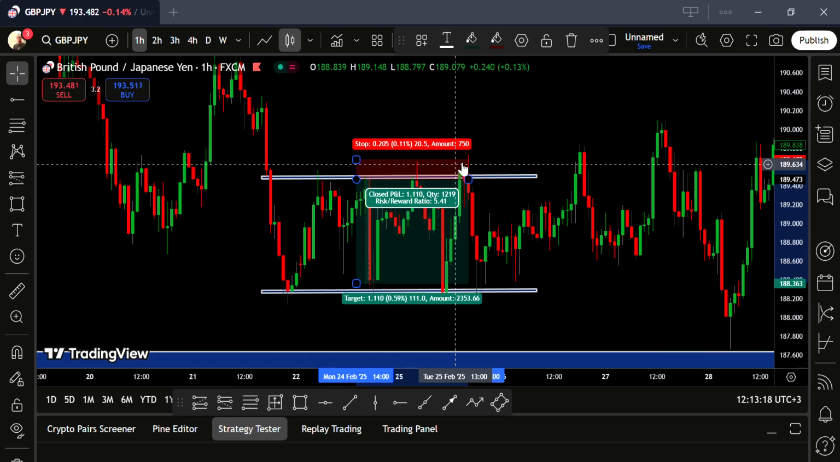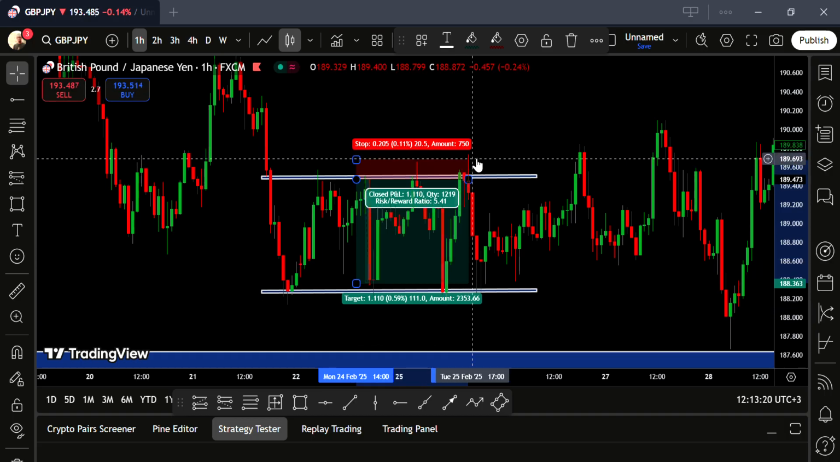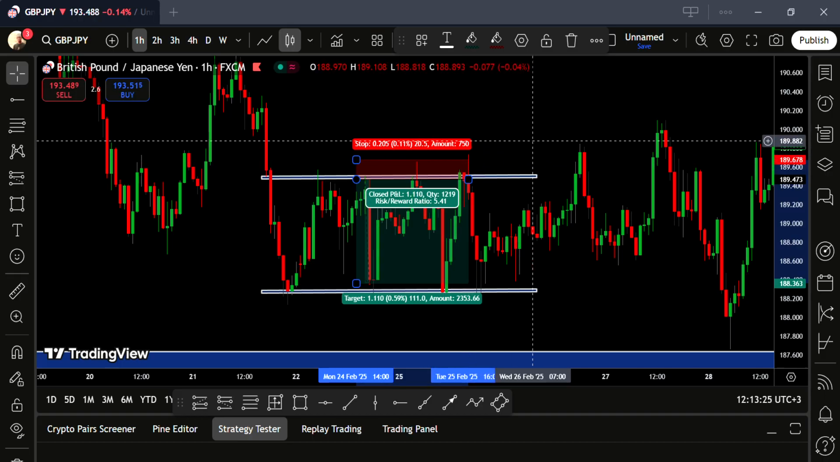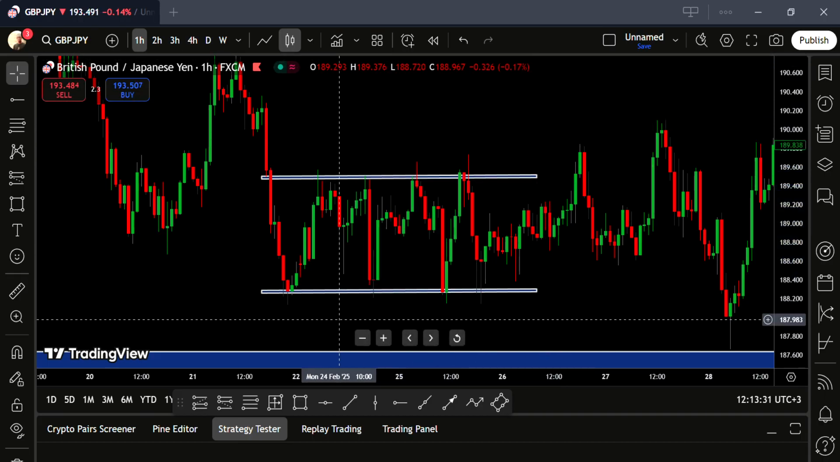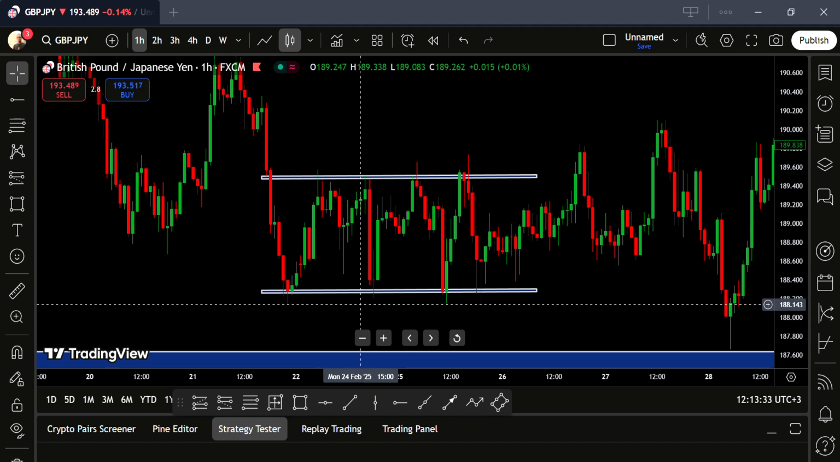However, here you would have been stopped out on this trade. But then it really doesn't matter. Why do I say it doesn't matter? For example, price came here. You put your stop loss of 20 pips.